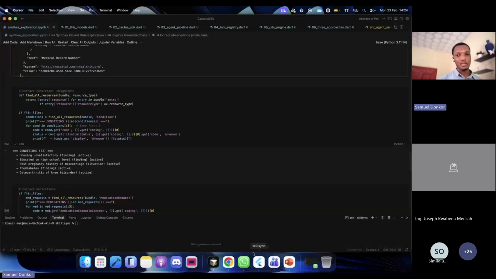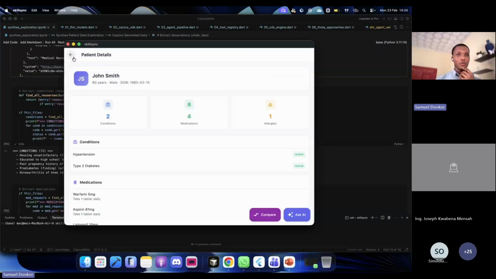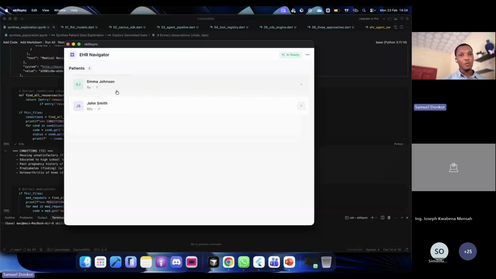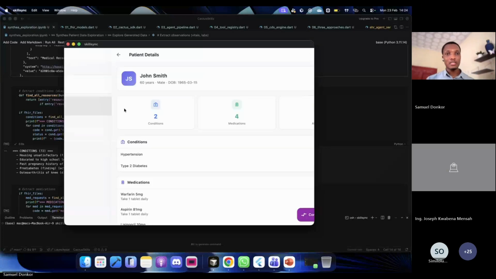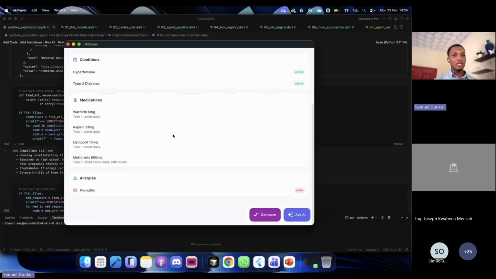So let me show you guys something. When I go here, right? We already started with just 2 patients, right? Emma and John. There's also simulated data, but with better represented UI/UX, right? So we have the condition, the medication, and the allergies, right? And this is just a JSON in the FHIR format, and we're able to get all this information from it, right?